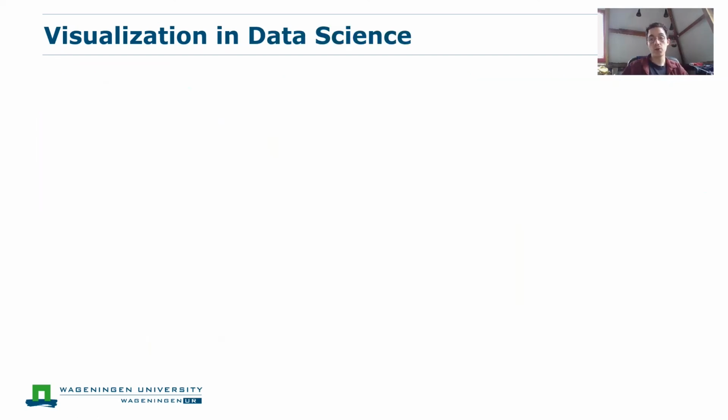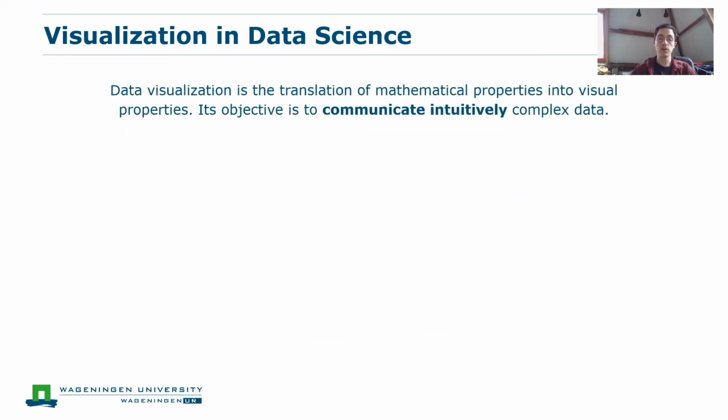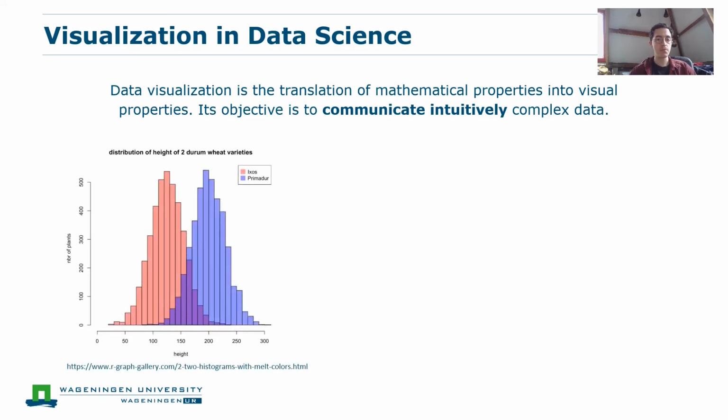Now, visualization is very important in data science, and you might not be very aware of what visualization is or what it means. Visualization is nothing else than translating mathematical properties of data into visual properties. And the objective of visualization should always be to make complex data more easily and intuitively understandable. For instance, in this very simple example in which we see two distributions of height of two durum wheat varieties, it immediately tells us that one of the varieties is generally taller than the other, but that there is some overlap between the height of the two varieties, so the shorter individuals of one are shorter than the tallest individuals of the other.